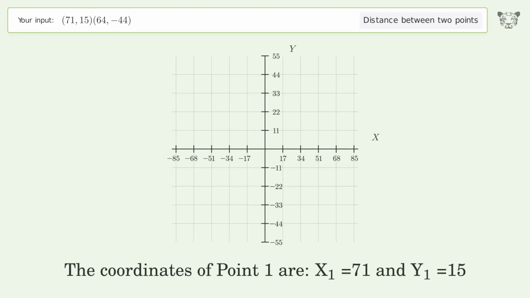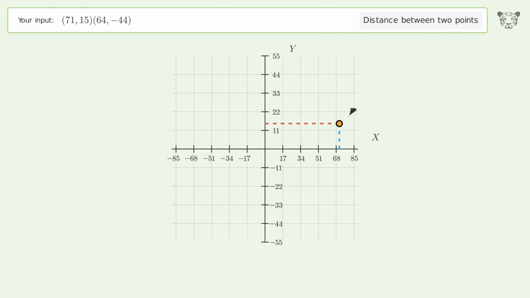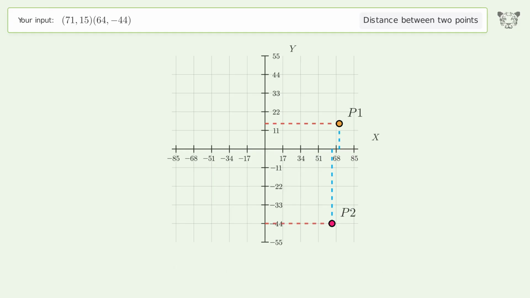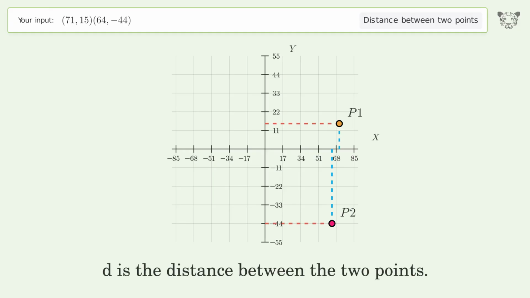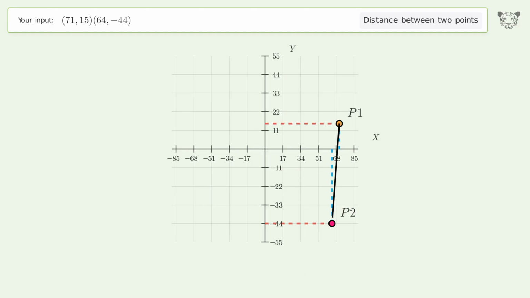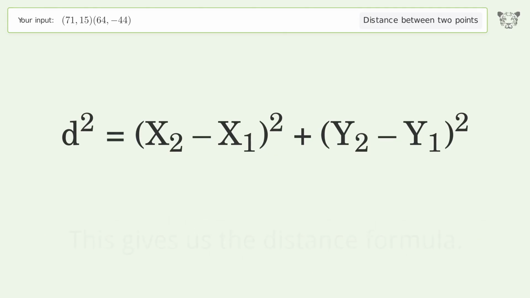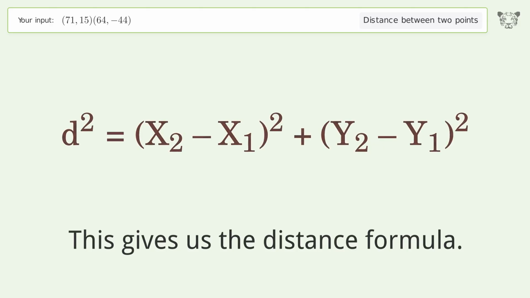The coordinates of point 1 are, x1 equals 71 and y1 equals 15. The coordinates of point 2 are, x2 equals 64 and y2 equals -44. D is the distance between the 2 points. First, take the square root of both sides of the Pythagorean theorem. This gives us the distance formula.